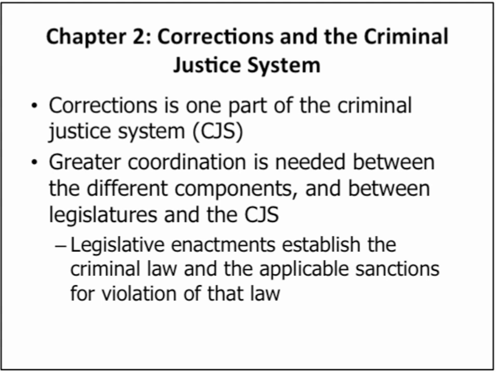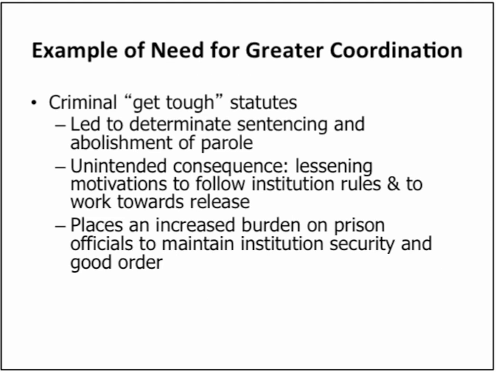Let's look at Chapter 2, and that focuses on corrections and the criminal justice system. Corrections is part of the criminal justice system. Experts agree that there needs to be greater coordination between the different components of the criminal justice system. The legislature enacts criminal laws and determines what the applicable sanctions would be for violating that law. And then the prison system can be impacted.